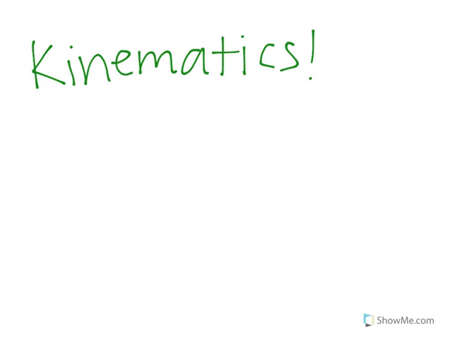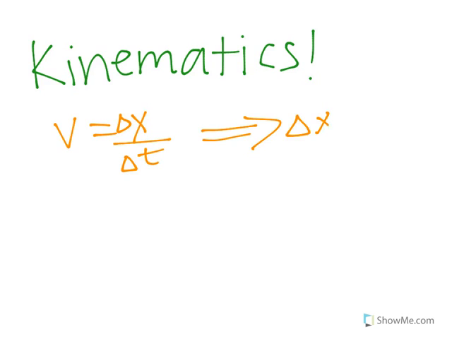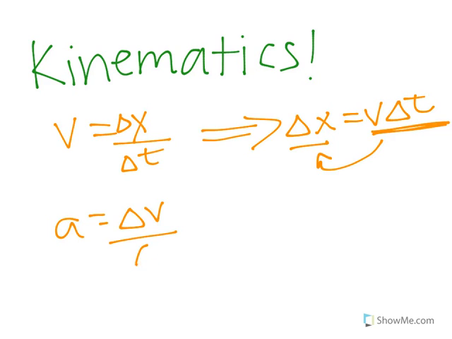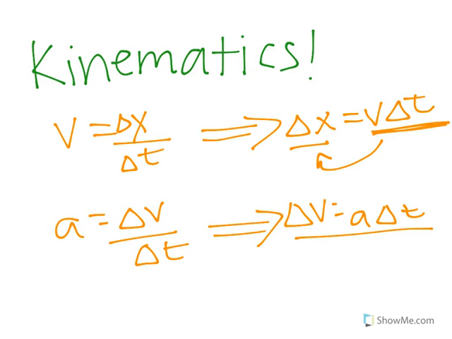Let's do some simple kinematics. This is just shuffling equations around. We've got v equals change in position over change in time, which we can rearrange to say that the change in position equals the velocity times the change in time. This is handy when we know velocity and time and want to find out position. So acceleration is change in velocity over change in time. We can rearrange this similarly, so we have that the acceleration times the change in time is equal to the change in velocity. This is also handy.